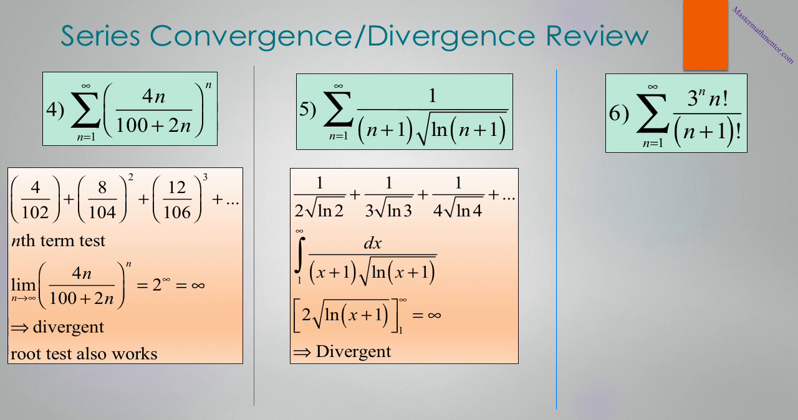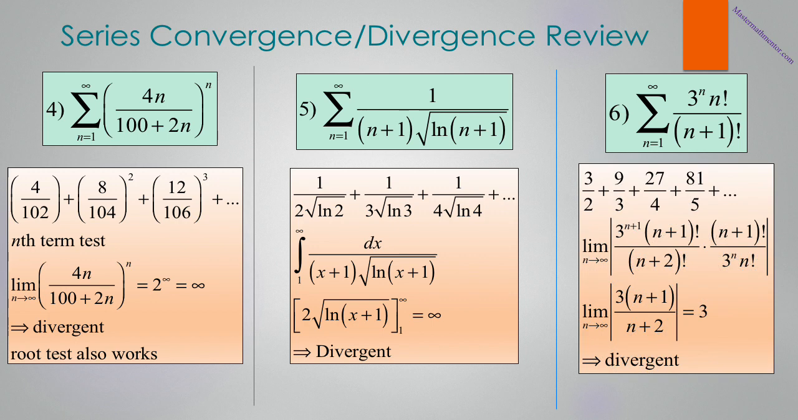This is one of these rare problems that all our tests fail, but the integral test will work. We integrate the expression 1 to infinity of dx over x plus 1 times the square root of natural log of x plus 1. Integrating, we get 2 square root of natural log of x plus 1 evaluated from 1 to infinity, which is equal to infinity. And therefore, since our answer is infinite, then this is a divergent series.